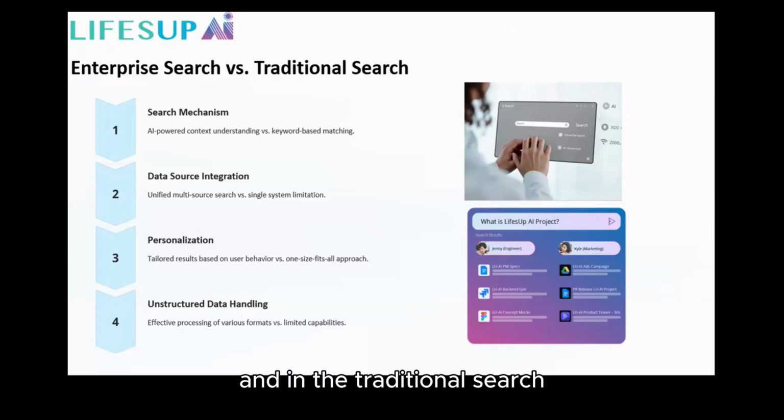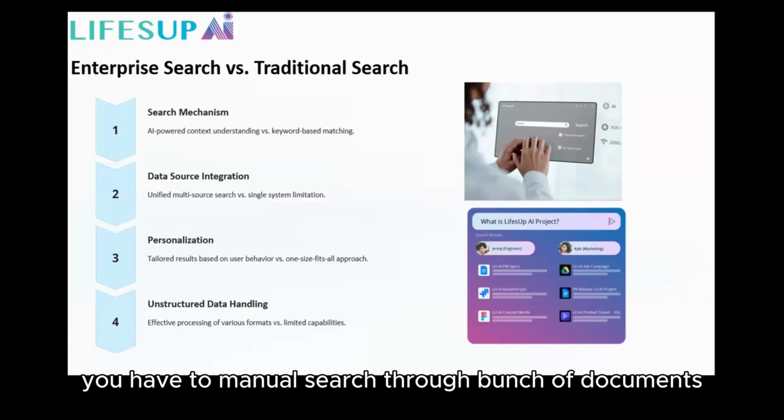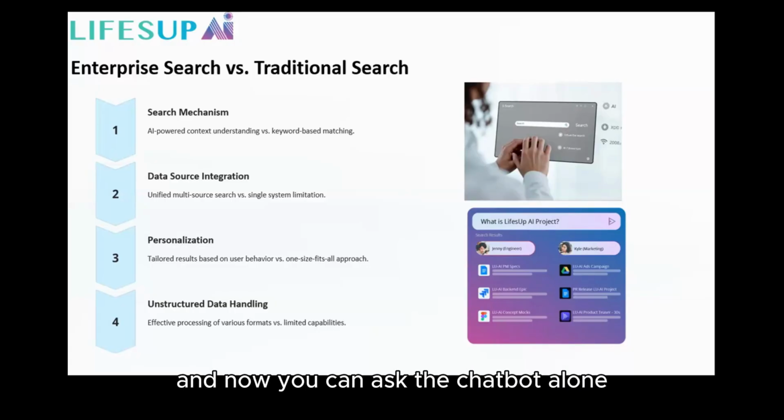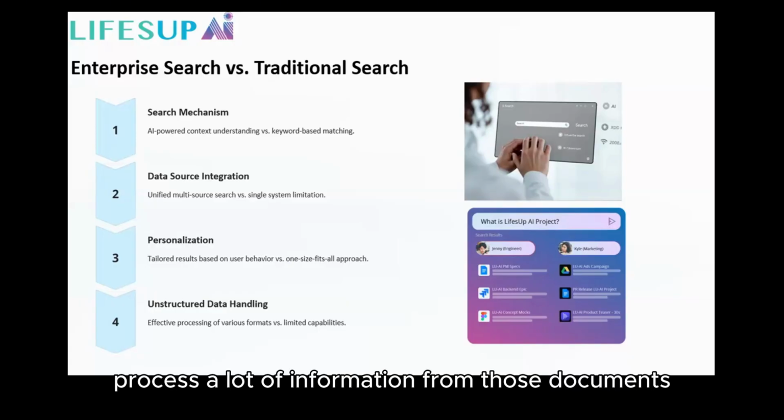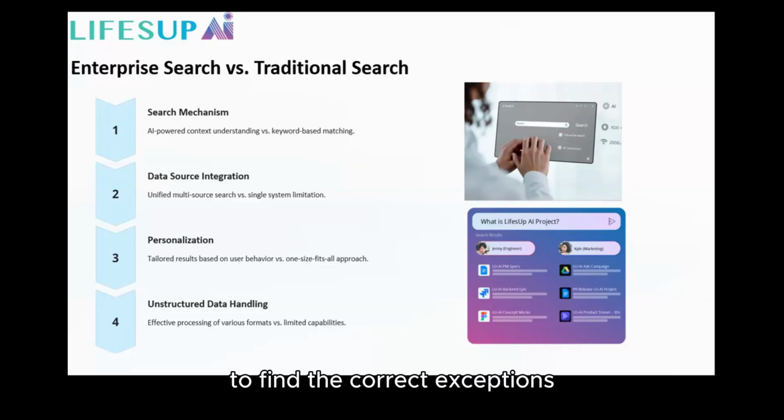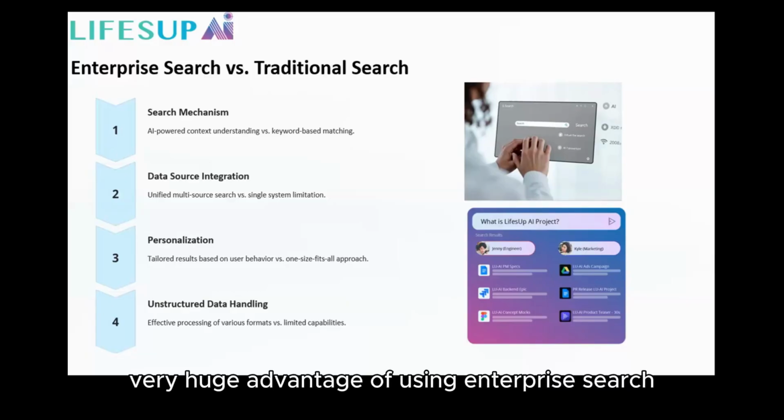In the traditional search, you have to manually search through a bunch of documents and open many different tools, and now you can ask the chatbot alone. You don't have to read anything. You don't have to process a lot of information from those documents to find the correct answers. You just need to ask. That's a huge advantage of using enterprise search.